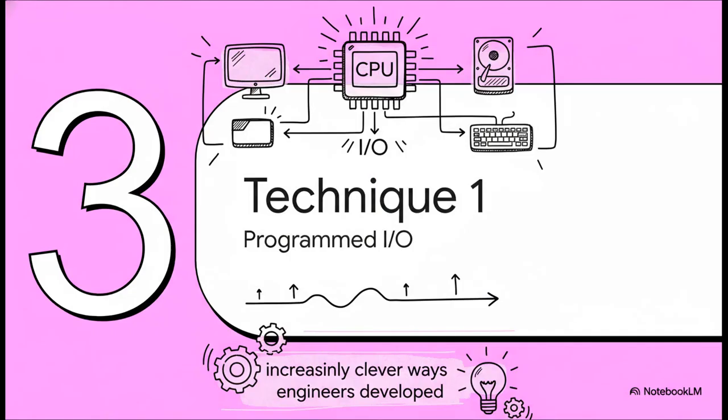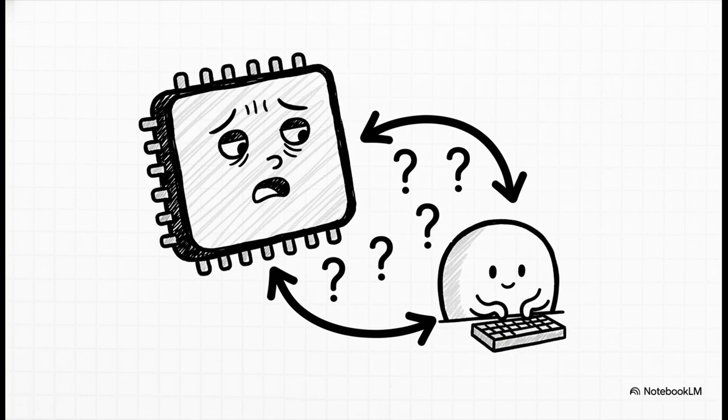Okay, so how does this all work in the real world? Well, over the years, engineers came up with a few different ways to handle it. Let's look at the evolution. The very first, the simplest method they came up with was called programmed I/O. I like to call this the babysitter method. It's pretty easy to picture. The CPU basically tells the I/O module, hey, go get me a keystroke from the keyboard. And then it just sits there, constantly nagging it. Are you done yet? How about now? Got it yet?